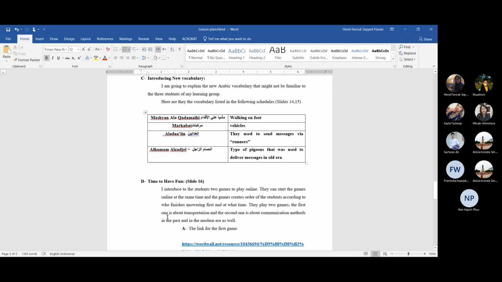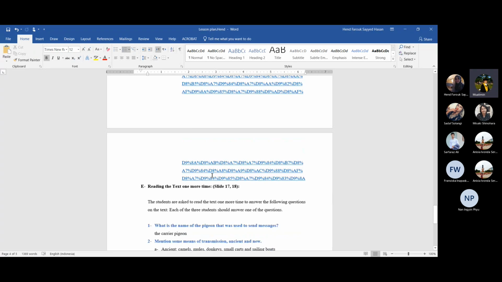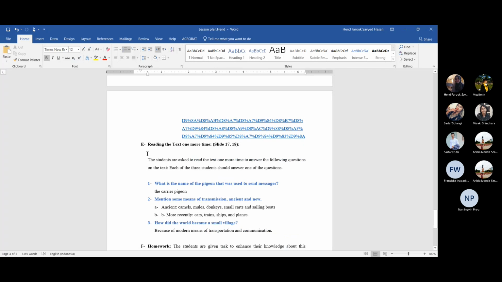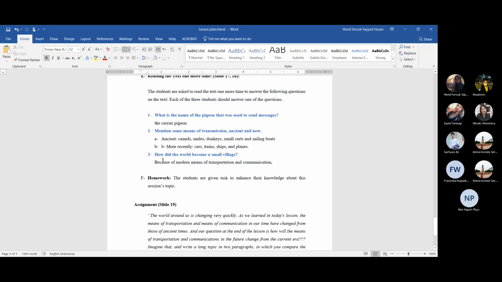Then time to have fun. I made them games to play online. This is the first game, and this is the second game. Then after that, reading the text one more time on slides 17 and 18 in PowerPoint. Then I gave them some questions about the text, like what's the name of the pigeons that were used to send messages in the old era, mention some means of transportation in ancient times and nowadays, and how did the world become a small village? And I already have the answers listed.